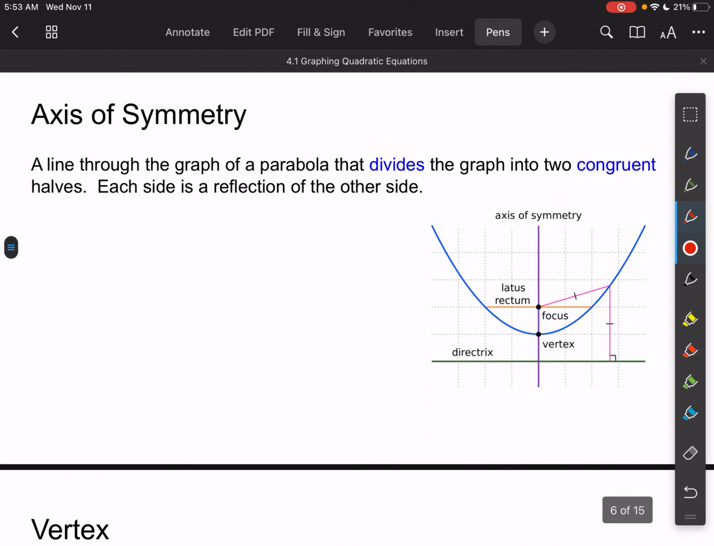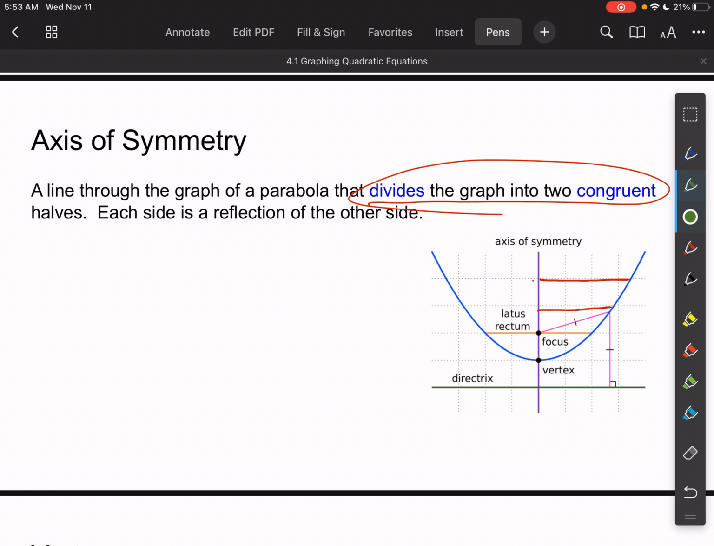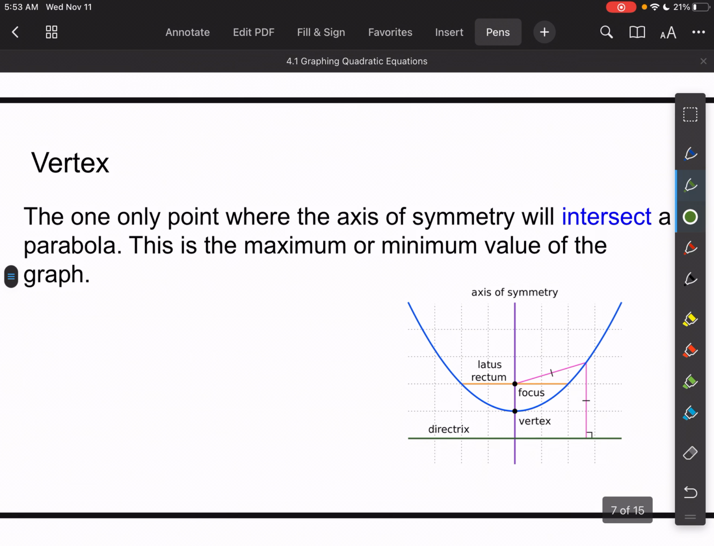Okay, so that's 1b. Axis of symmetry, we've already talked about this. This is the line that goes through the graph of a parabola that divides the graph into 2 congruent halves. So this distance stays the same. The red and the green are the same distance no matter where you are. Right here, it'll be the same distance on both sides. That's what the axis of symmetry is.